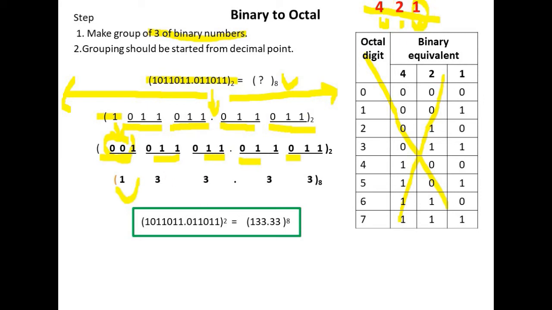For 011, these 2 digits will be utilized, so 2 plus 1 equals 3. For 011 it is 3, 011 it is 3, 011 it is 3, and for 011 it is 3. So we do not have to draw this table all the time. Just write 1 2 4 and find the octal equivalent very easily. So now we have converted this binary number into the octal number, which will be 133.33 in base 8.